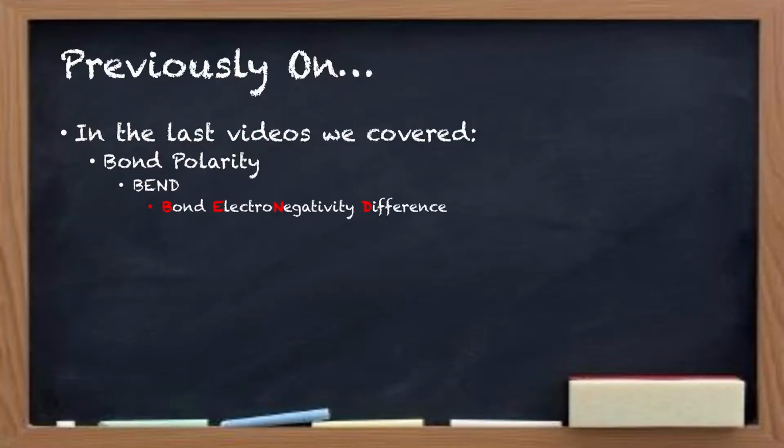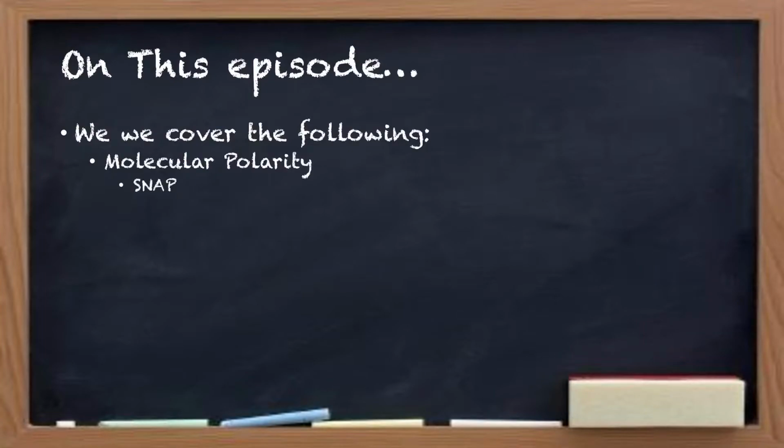So in the last video, we talked about bond polarity, and how to determine if you have a polar or non-polar covalent bond. We talked about the bond electronegativity difference, and based on that, we were able to determine the type of bond we had. Now, today we're going to talk about molecular polarity and something called SNAP.